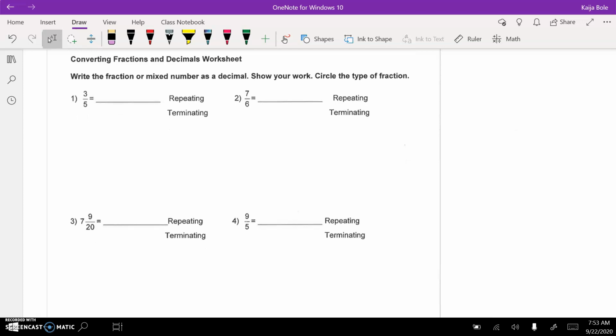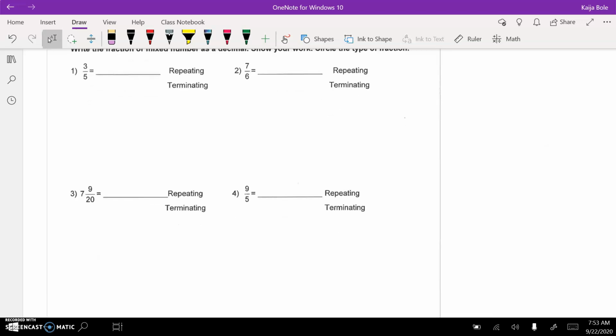So for numbers 1 through 4, it says write the fraction or mixed number as a decimal, show your work, circle the type of fraction. So my one hint or tip would be, if I look at number 4 here, 4 and 2, I would definitely turn this into a mixed number first. So this would be 1 and 4/5.